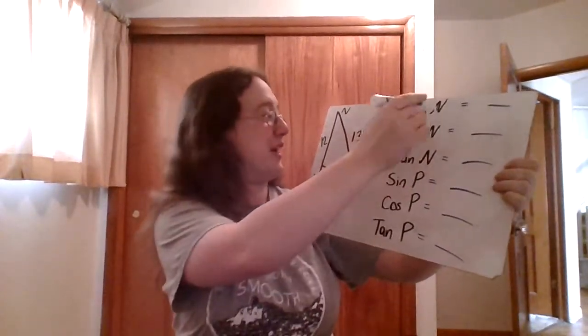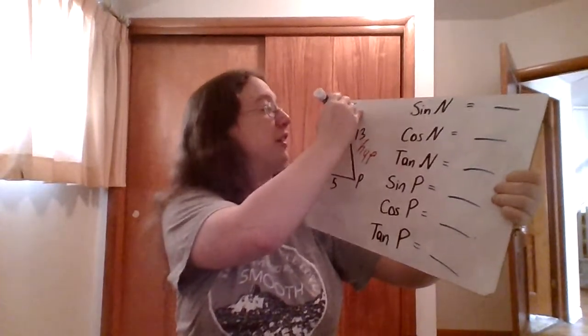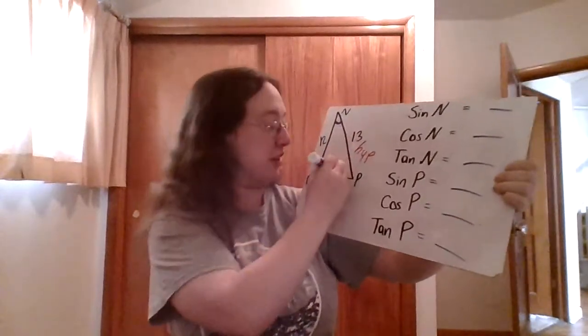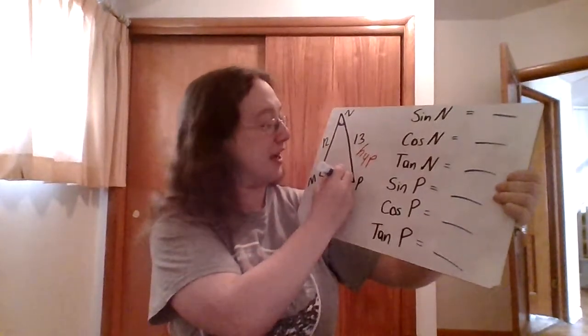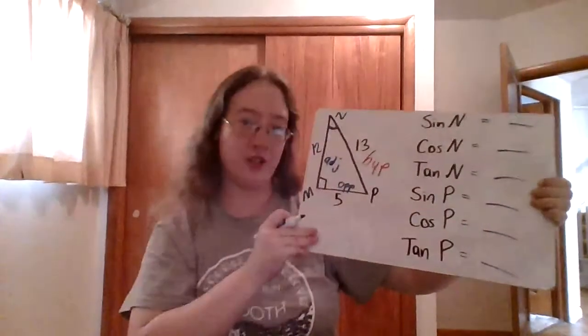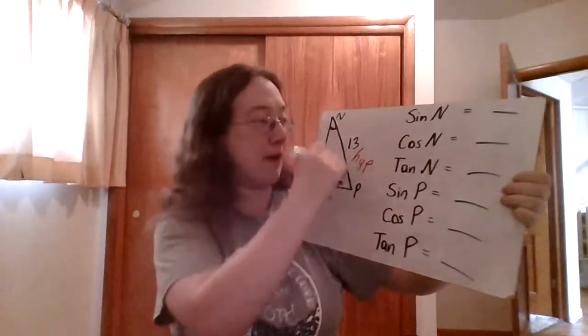Okay, so your sine is your opposite over hypotenuse. So if we're looking at n, your opposite side is the one that's not touching it. 12 and 13 are touching it, so 5 is not. So that's your opposite side. Your adjacent side is the one that is next to it. And you should end up with one of each. You shouldn't have 2 adjacent sides, because your hypotenuse doesn't count.